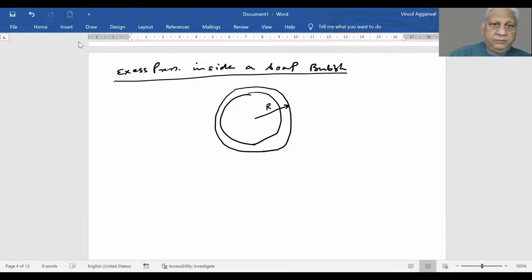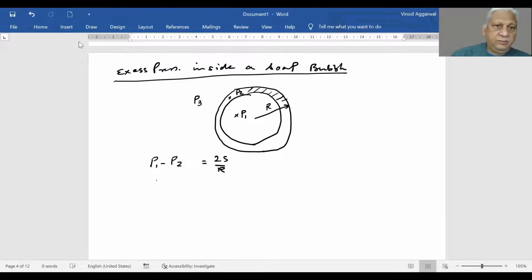and we may take P1 is the pressure inside, P3 is the pressure outside, and P2 is the pressure inside the thickness of the soap bubble. Okay. Then we have already seen what is P1 minus P2. Between this pressure and this pressure, we've already seen is equal to 2S by r.